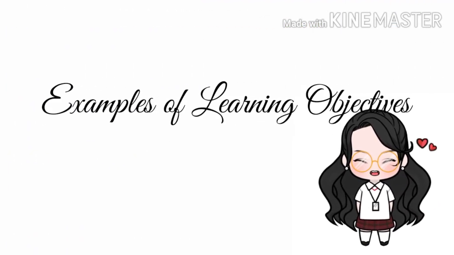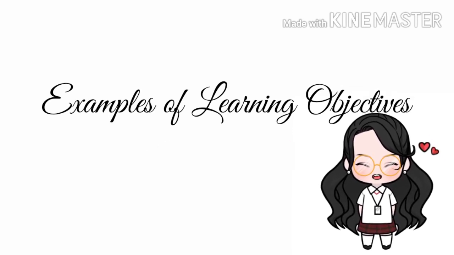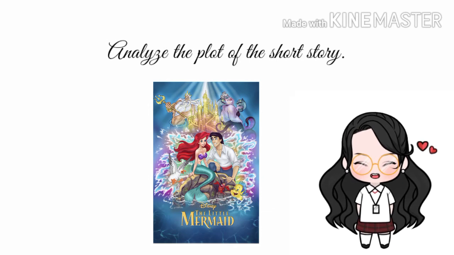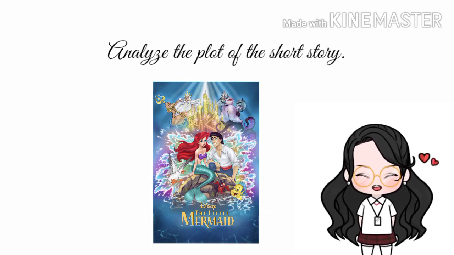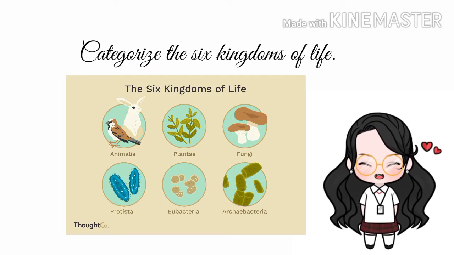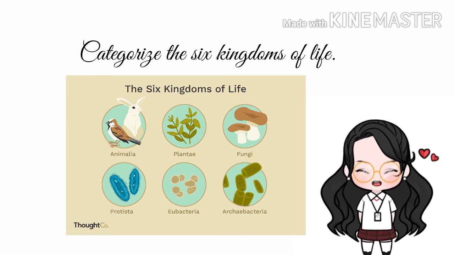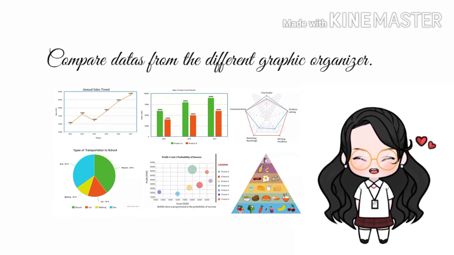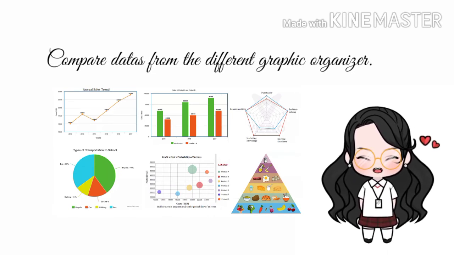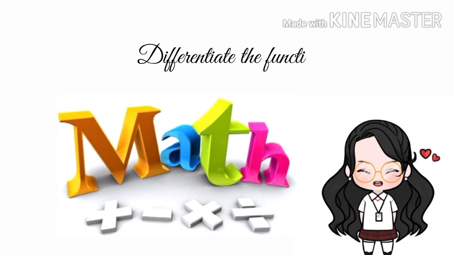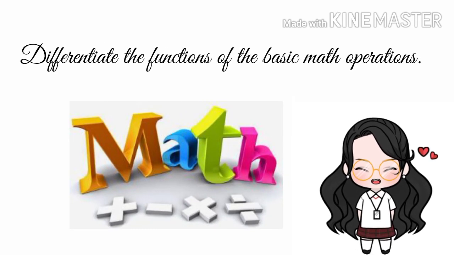Examples of learning objectives that use the skills of analyzing. Analyze the plot of the short story. Categorize the six kingdoms of life. Compare the data from the different graphic organizers. Differentiate the function of the basic math operations.